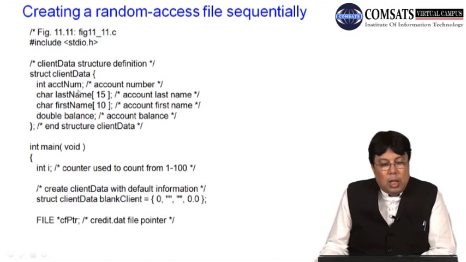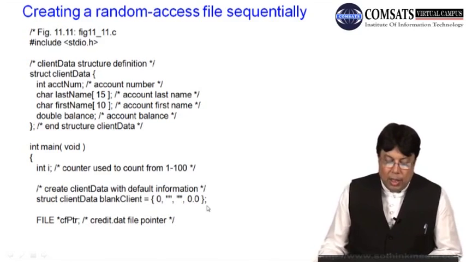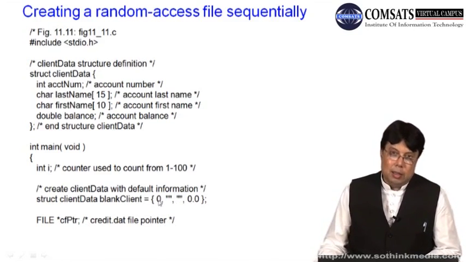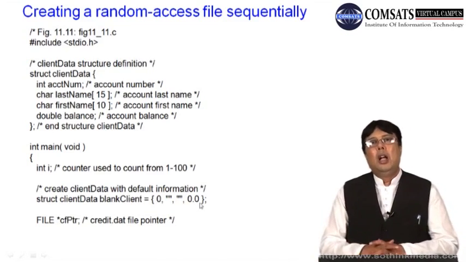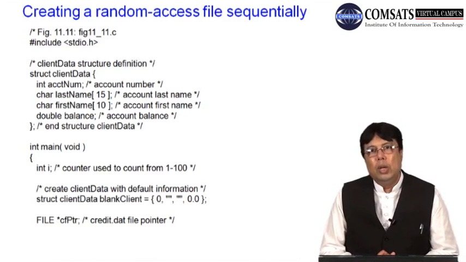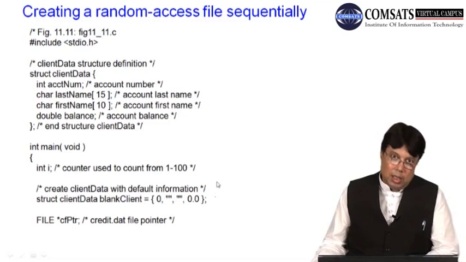For example, this integer account number could be initialized to 0. This last name is a null character, could be initialized to null. The first name could be initialized to null. The floating point could be initialized to 0.0. Even if you don't put data in this client structure, you can initialize each and every member of the client to an initial value equal to 0. In this way you can determine the size of one complete record.